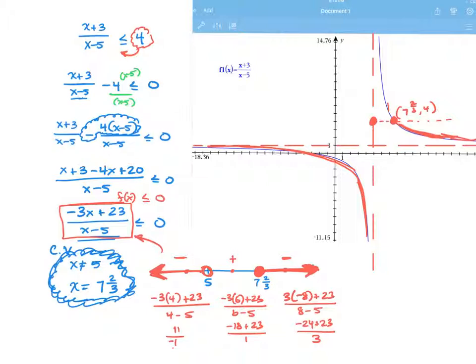All right, which is why we do not want to solve this. We actually want to simplify it into one rational expression. And after you simplify into one rational expression, you want to do sign analysis.